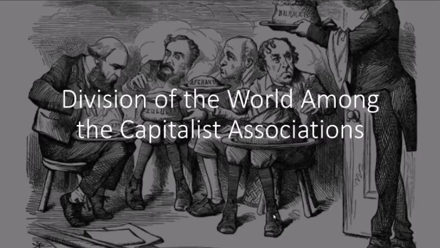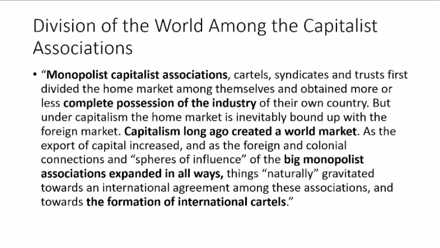Okay, last chapter. The division of the world among the capitalist associations. Another one, it's a little bit shorter. Okay. Monopolist capitalist associations, cartels, syndicates, and trusts first divided the home market among themselves and obtained more or less complete possession of the industry of their own country.